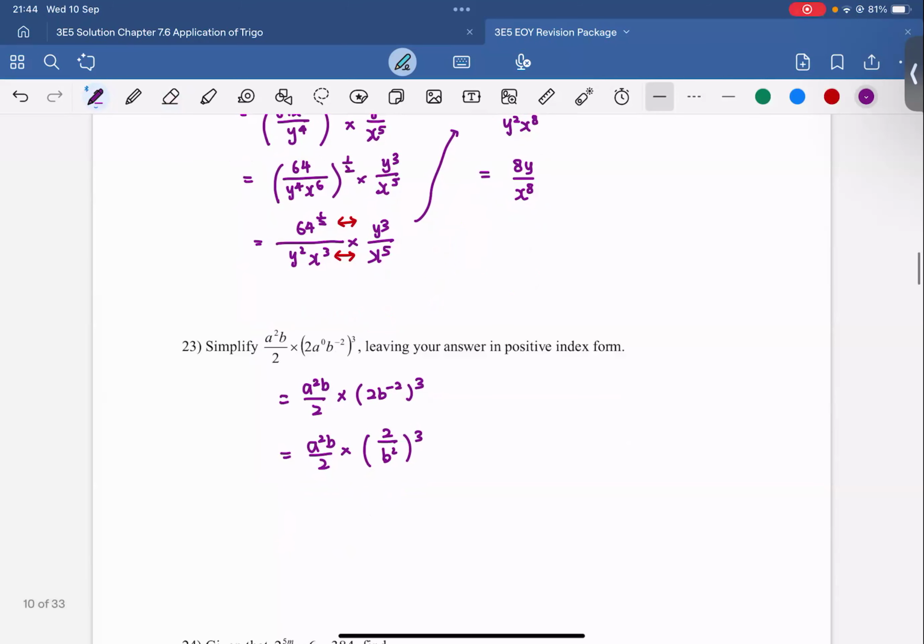Okay, then now we distribute the power 3. So this is a squared b over 2 times 2 to the power of 3 is 8. Then this b power 6. What we do now, multiply fraction together, top times top, bottom times bottom. Now we simplify. 8 and 2, I will left with 4. A square will stay on top got 1b, below got 6, below will have 5.